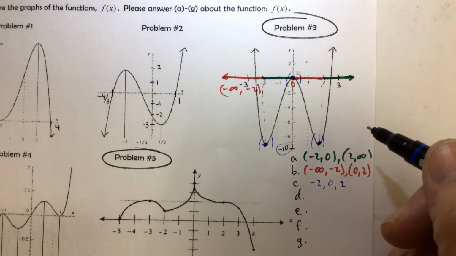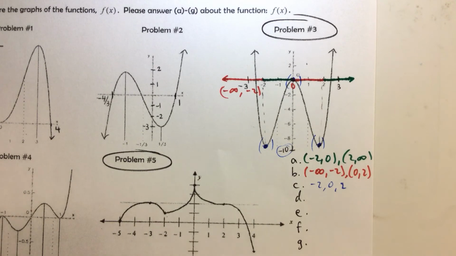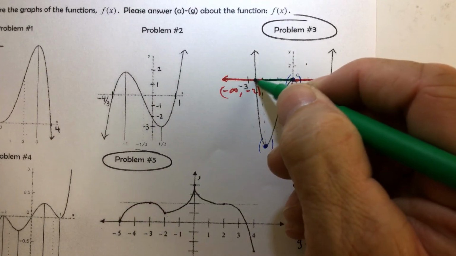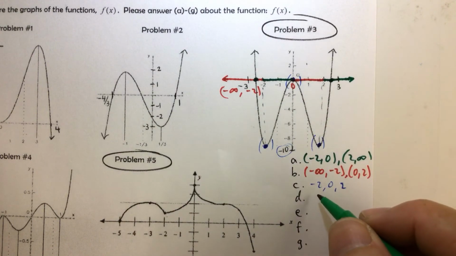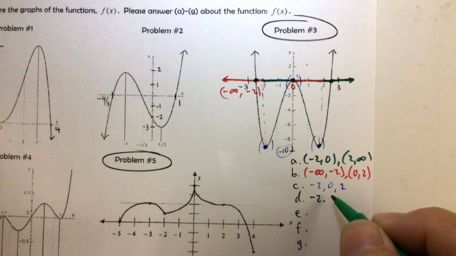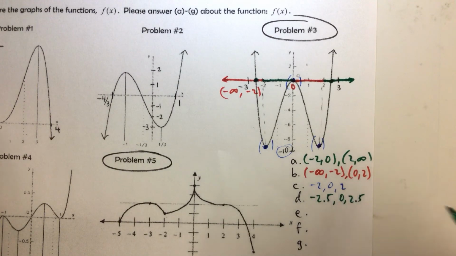Okay, and then what are the x-intercepts, if any? Well, we can hopefully clearly see that there are x-intercepts at about -2.5, 0, and 2.5. So I'm going to just put the x-coordinates there: -2.5, 0, and 2.5. What's the domain of the function?